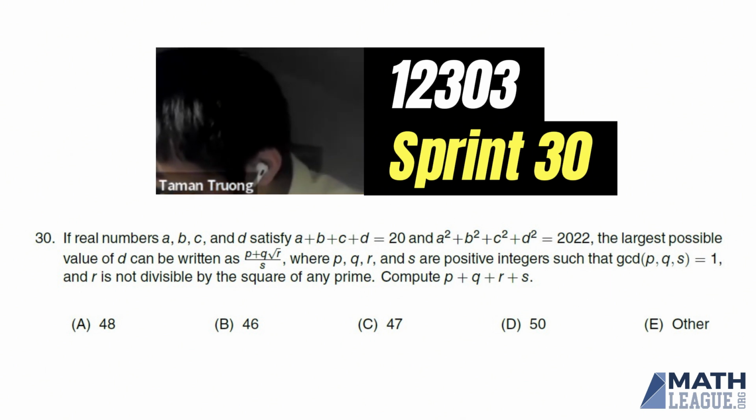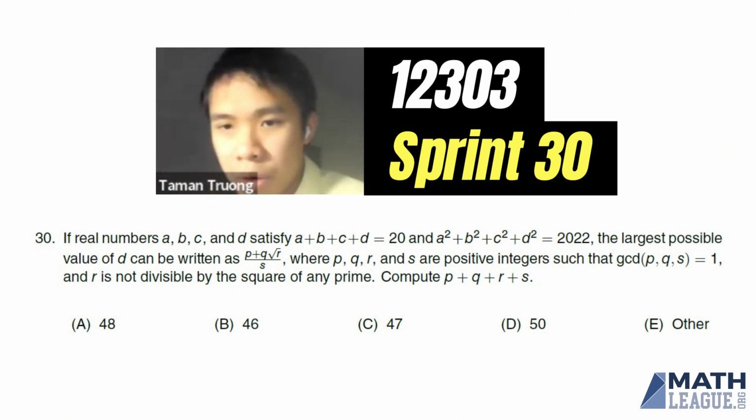So we see that in order to find the largest possible value of D, we need to separate the D's from the rest of the equation. So we can do A plus B plus C equals 20 minus D, and A squared plus B squared plus C squared equals 2022 minus D squared.